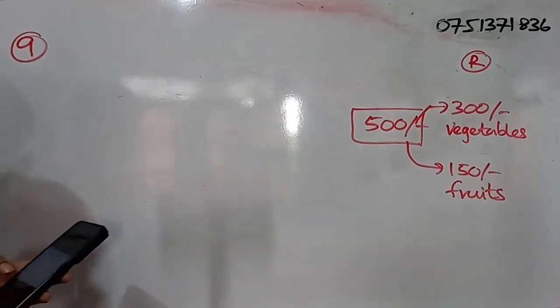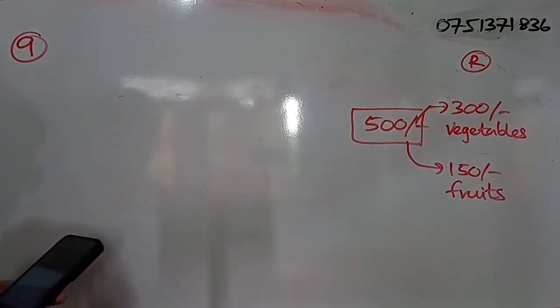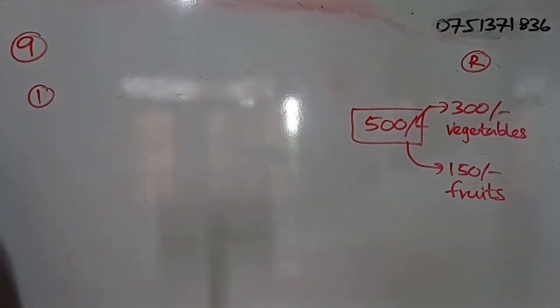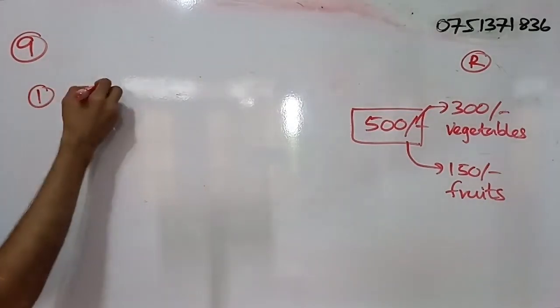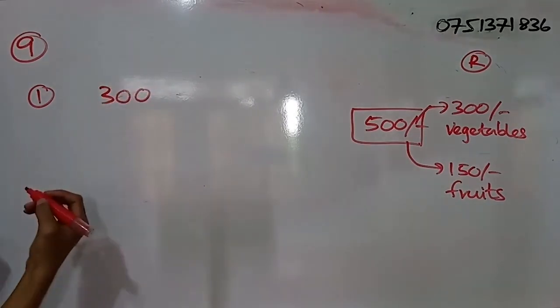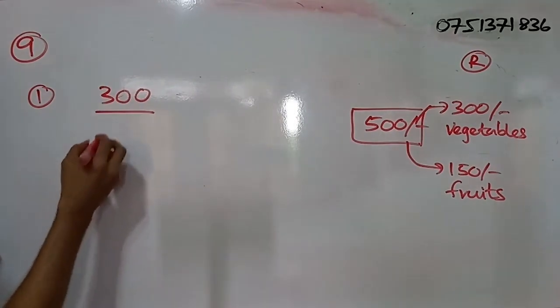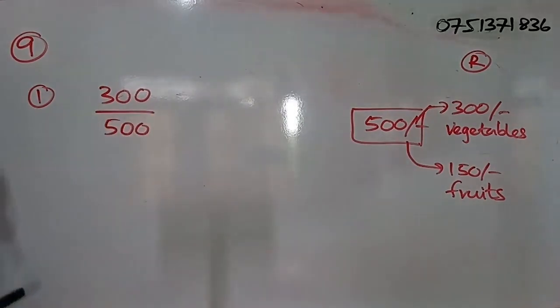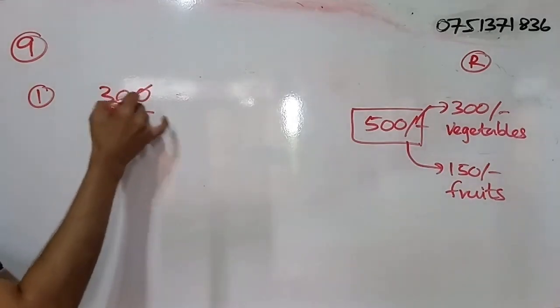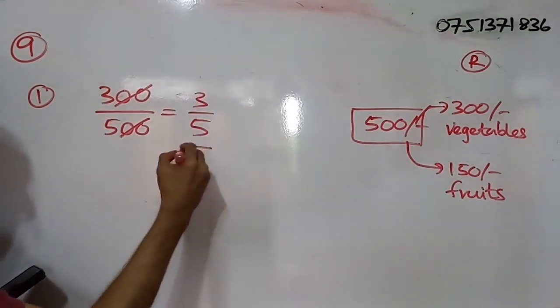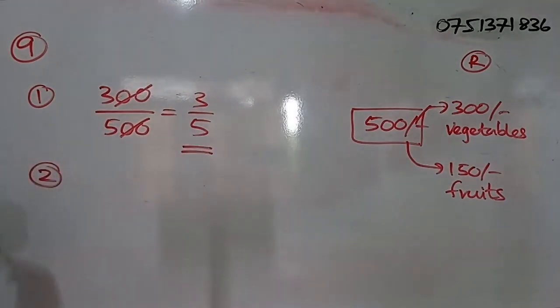Right. What fraction of the money in hand did she spend on vegetables? The amount of money she spent on vegetables is 300 rupees. She took 500 rupees in total when she went to the market. So we can simplify these two zeros and the outcome will be what? 3 by 5.